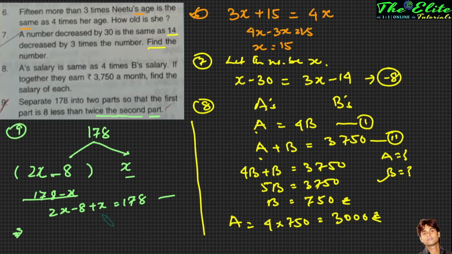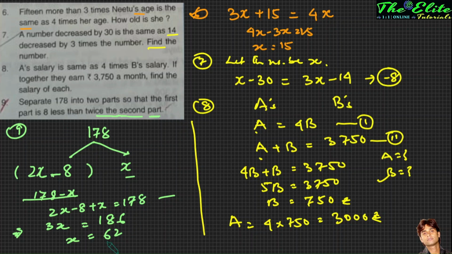And now the answer is very easy. 3x is equal to 186. Okay, and now x is equal to 62.